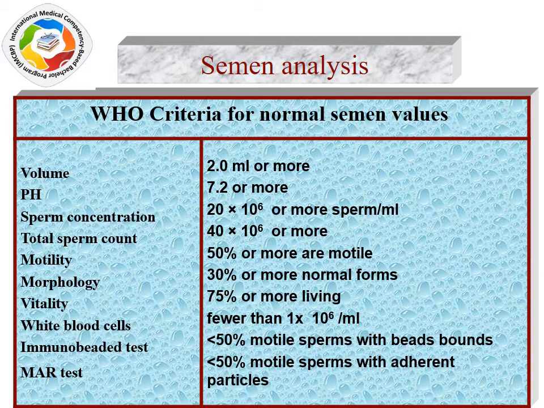As we do semen examination, we are looking for a volume not less than 2 milliliters, pH 7.2, and sperm concentration of 20 million per milliliter, but this is an old figure. The recent figure is about 15 million per milliliter, and this figure is from about 5 years ago. The total sperm count within the semen sample is about 40 million or more. The motility must be 15% or more. The morphology, 30% normal forms or more. The vitality, about 75% or more must be live sperms. White blood cells less than 1 to 5 cells per high power field.